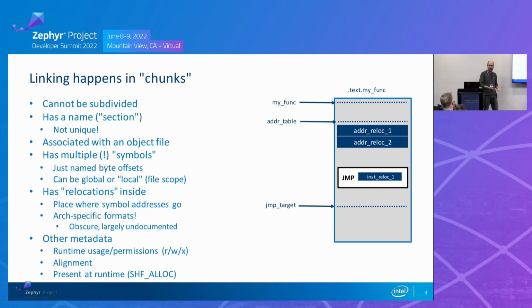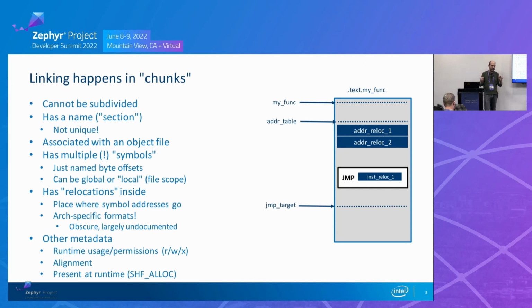They don't have unique names at all of that stuff. So we've got chunks. A chunk is just a byte array. It's some generated code. We don't care about what it does necessarily. We're just going to move it around mostly, and then we're going to go in and fix it up a little bit. So they cannot be subdivided.